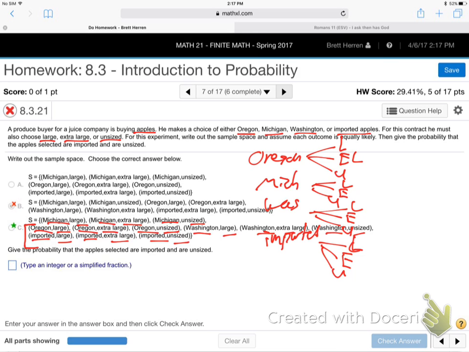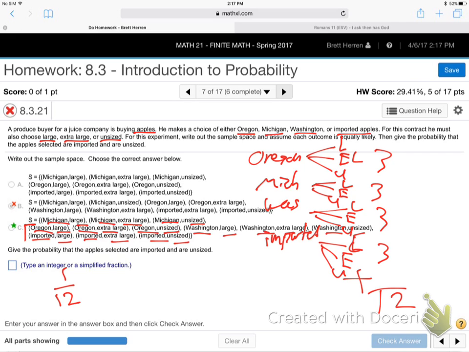Okay, what's the second part now? Give the probability that the apples selected are imported and unsized. Imported and unsized. 1/12. Yeah, exactly. It's just 1/12. Everybody see that? Because it's just one of the 12 different things, right? Because there's 3 things here, 3 here, 3 here, and 3 here. Add that up. There's 12 different things that can happen if it was totally random.